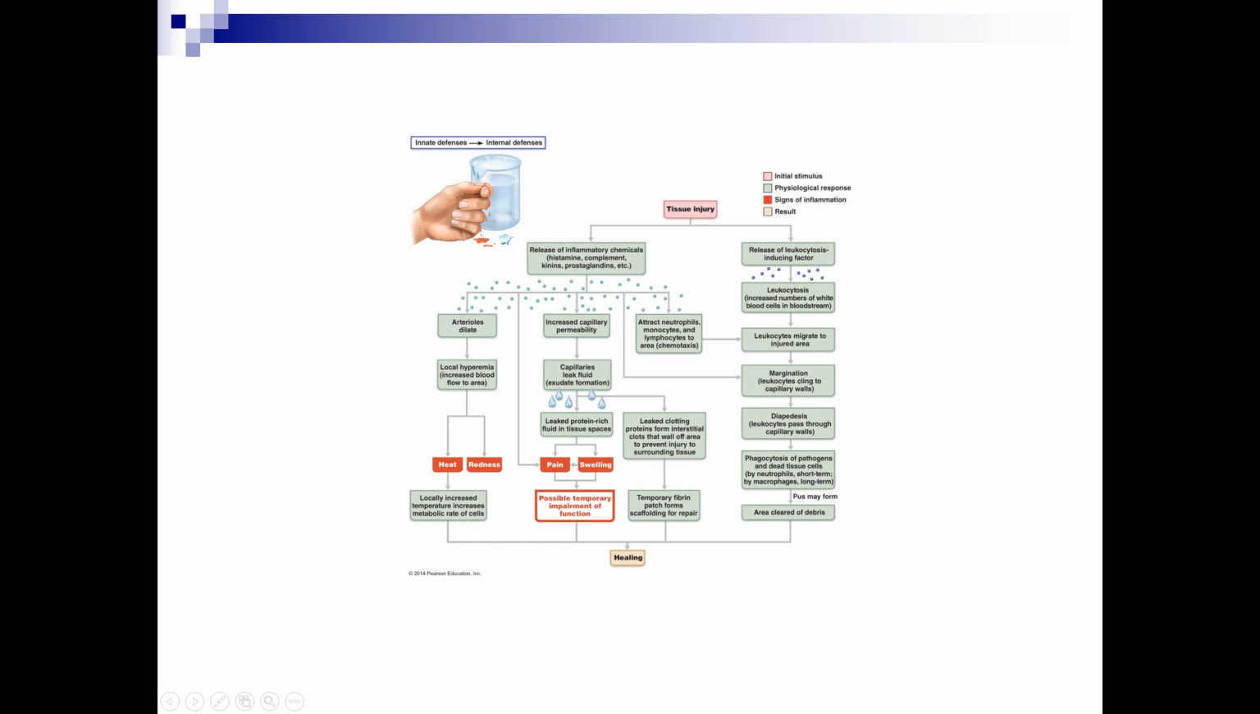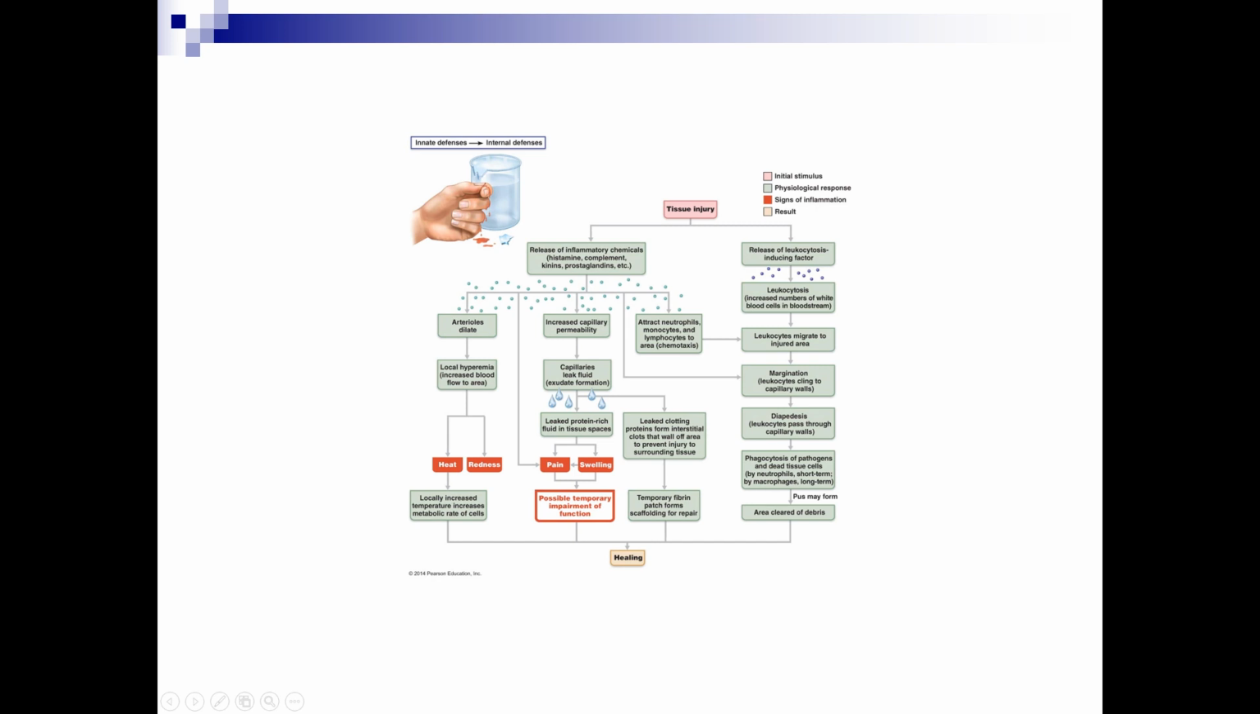permeability. You're probably familiar with the 4 hallmarks of inflammation. They are heat, redness, pain, and swelling. So 2 of these are caused by vasodilation. What vasodilation does is cause local hyperemia, or increased blood flow to the area, which is going to make the area warm, and it's going to make it red.